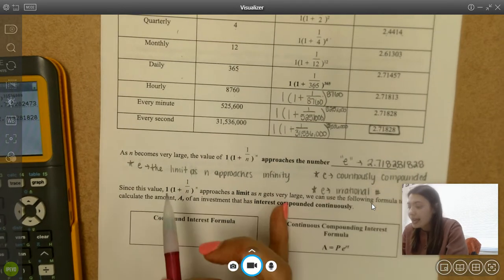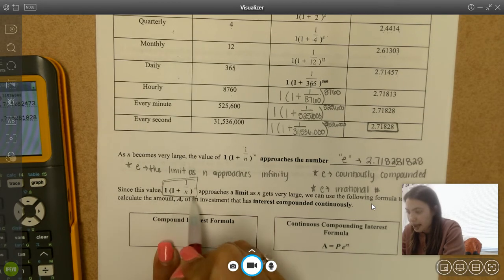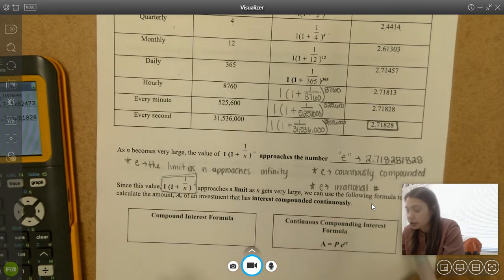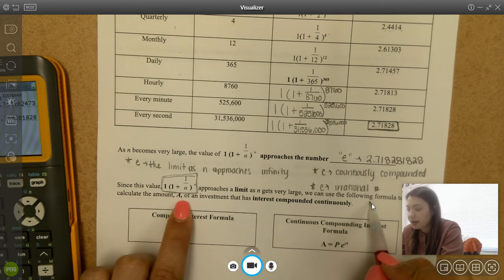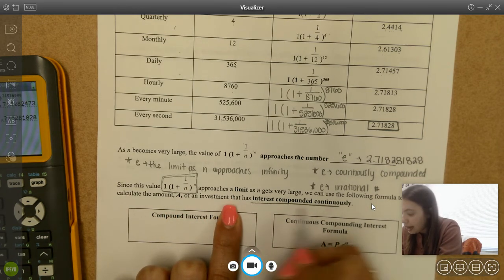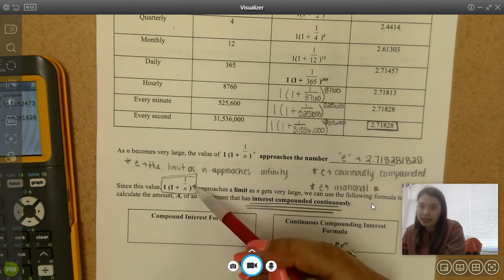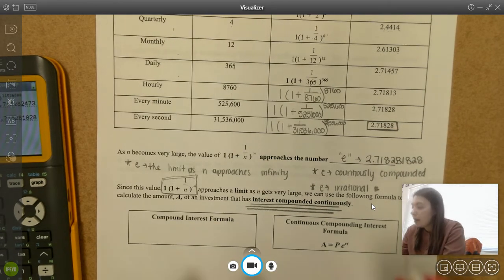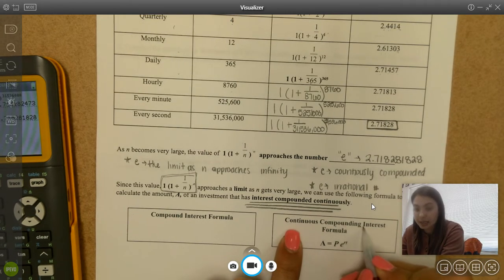Okay? So since this value right here that we've been focusing on, the continuous compound, continuous growth, approaches a limit as n gets very large, we're going to use the following formula to calculate the amount of an investment that has interest compounded continuously. So the formula that we were just looking at is the formula that gets us closer and closer to E. But now we're going to be using this continuous compounding interest formula that includes E in it.